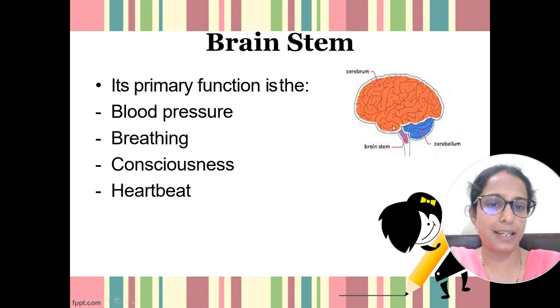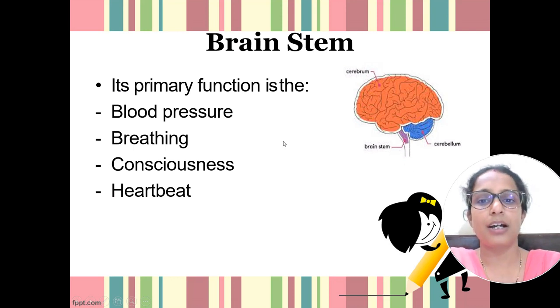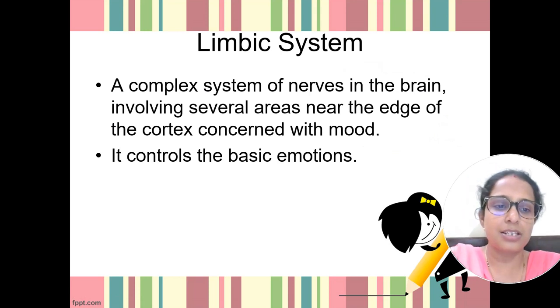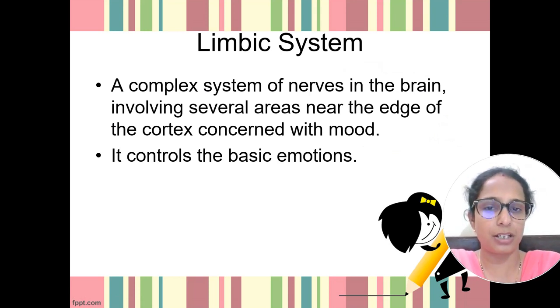Last is the brain stem, which is connected to our spinal cord afterwards. The main primary functions of this are blood pressure regulation, breathing, consciousness and regulation of our heartbeat. So blood pressure regulation, breathing, consciousness and maintaining our heartbeat. These are the main structural functions. According to the structure, we are dividing our brain into lobe areas.